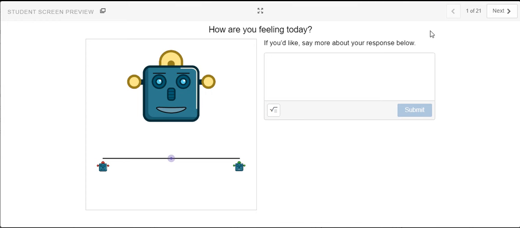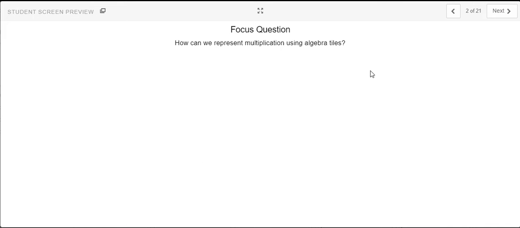Hello, in this video I'm going to go over investigation 1.1.4. So like always, the first slide is a chance for you to check in and let me know how you guys are doing. At the beginning of each lesson I have a focus question. This focus question is, how can you represent multiplication using algebra tiles?